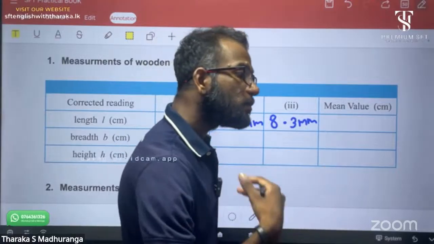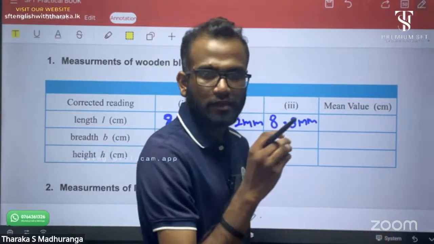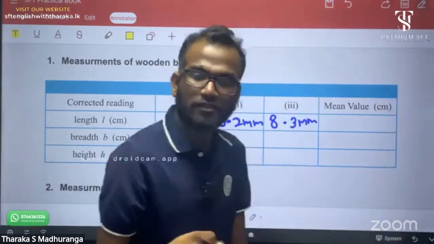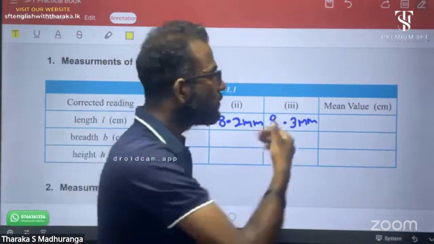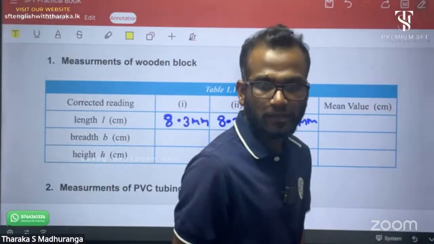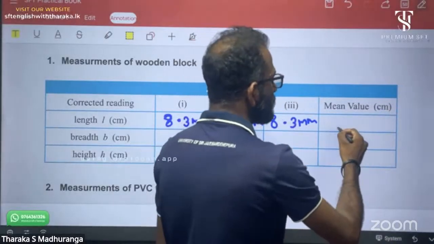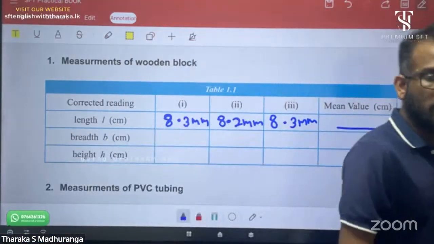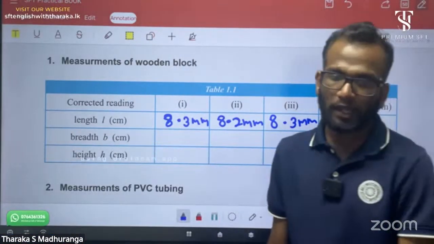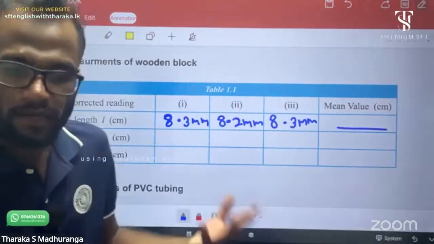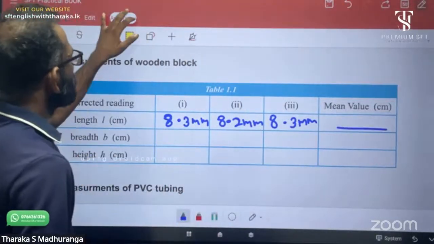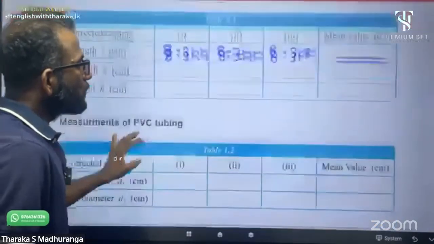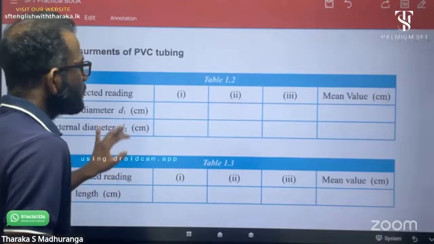Then to get a more accurate reading, we have to get the mean value. That's very simple, I already explained. Add all three and divide by 3, then you can get the mean value. That's the method to get a more accurate reading in the vernier caliper or any measuring instrument experiments. Clear?